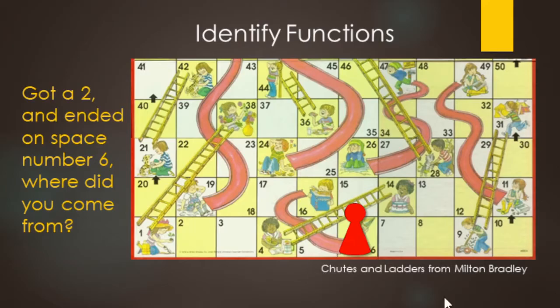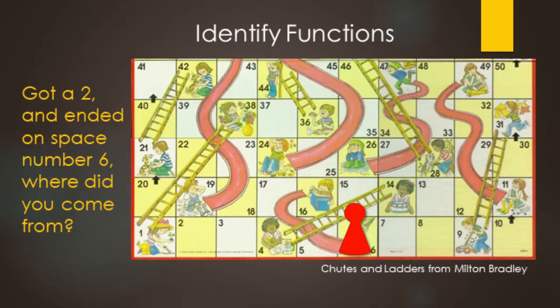So now real quick, if you land on a spot that has a ladder, it's going to take you up there. And if you land on a space with a chute or a slide, it brings you down to that space there. So let's say you got a 2 on your last turn and you ended on space number 6 right here. Which space did you come from? Pause the video, see if you can get it.